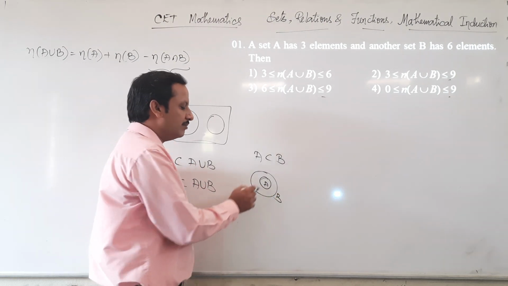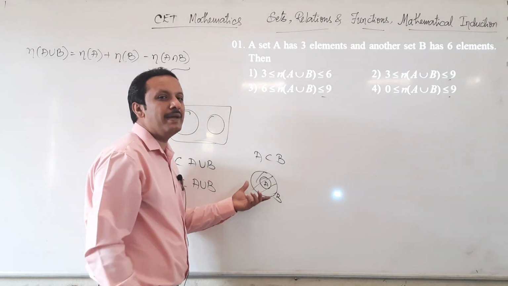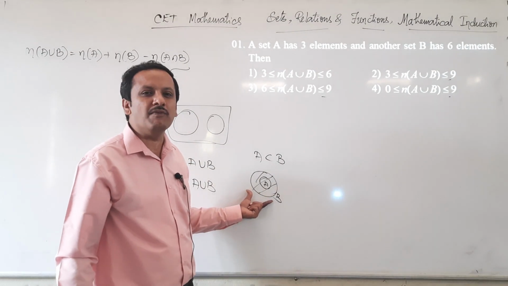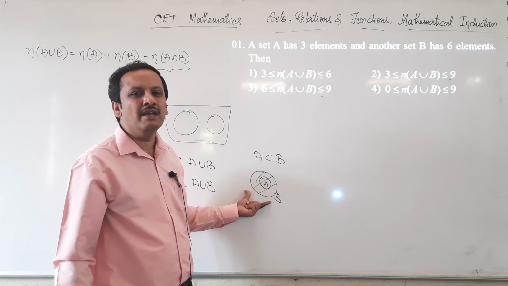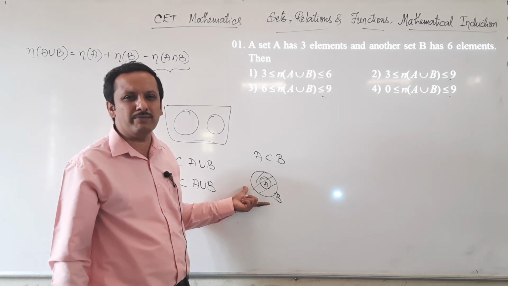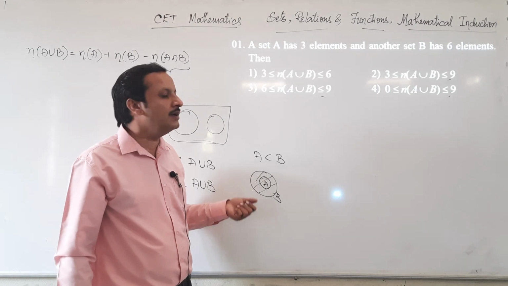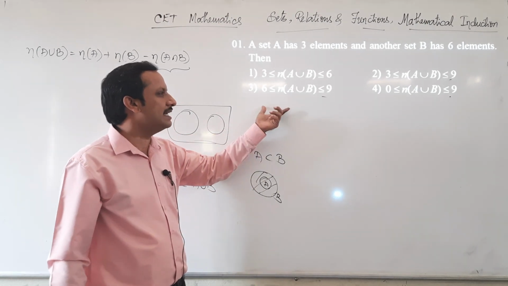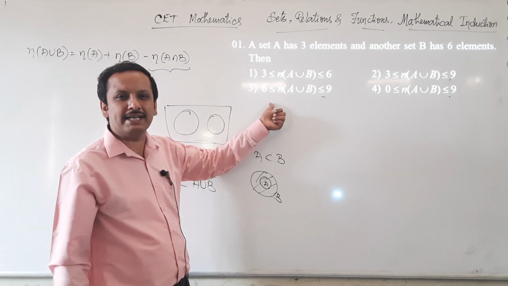Now, what will be A union B? A union B is the same as B itself in this case. So, then that will be the minimum value. The number of elements in B will be the minimum value of the number of elements in A union B in this particular problem. So, the answer is 6. Minimum is 6, maximum is 9. Hence, the third option is the correct answer.